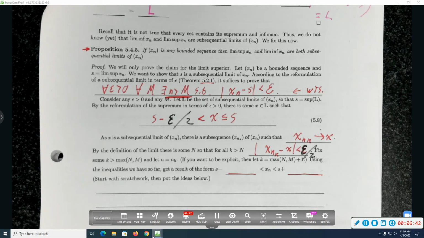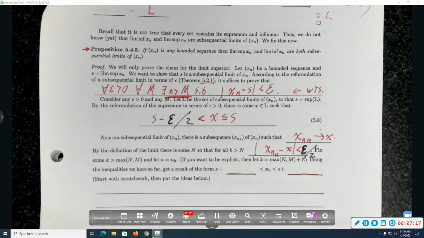And maybe I'll put the qualifier in there. There's some little n bigger than big N with the absolute value of xn minus x as small as I want. And how small do you think I want it? Given the nature of the problem, I'd say epsilon over 2. That seems reasonable. We'll see if it works out. If it doesn't, then we'll revise.